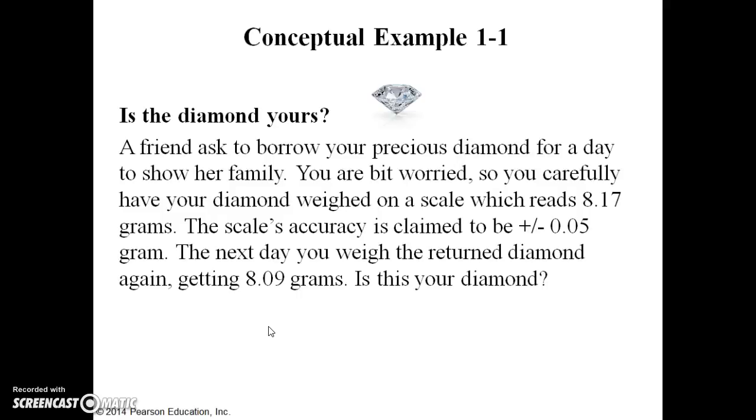Here's a conceptual example. A friend asked to borrow your precious diamond for a day to show her family. You're a bit worried, so you carefully have your diamond weighed on a scale which reads 8.17 grams. The scale's accuracy is claimed to be plus or minus 0.05 grams. The next day you weigh the returned diamond and get 8.09 grams. Is this your diamond?